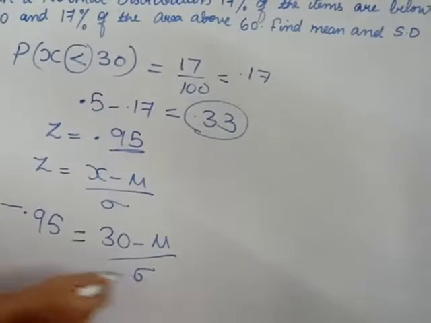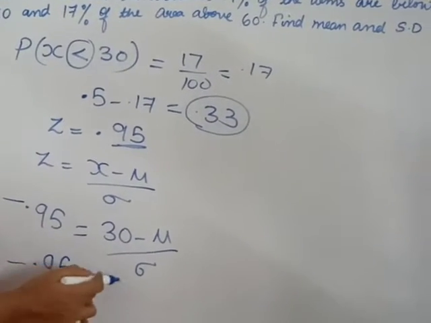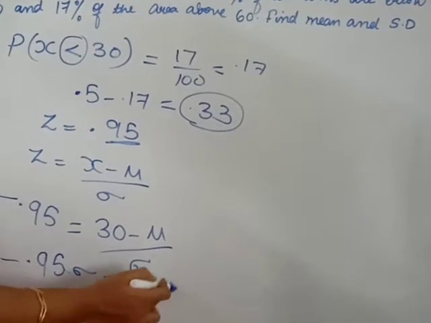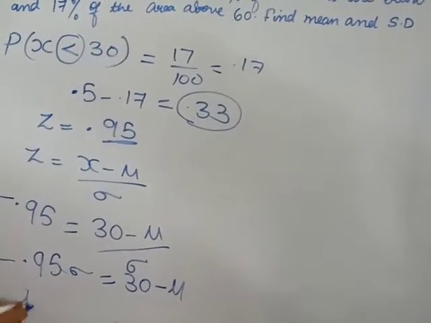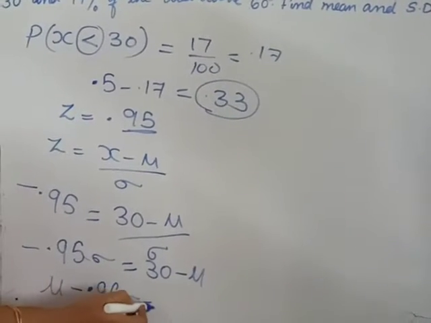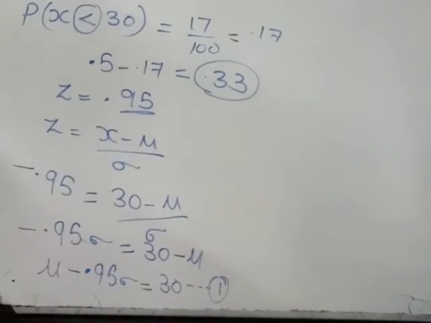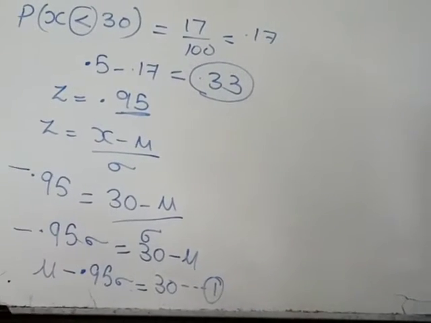Okay, so from here you will get an equation like this: 0.95 sigma is equal to 30 minus mu. You can take that mu to the other side. It becomes mu minus 0.95 sigma is equal to 30. Let this be our first equation. Now the same way you can do the second case.